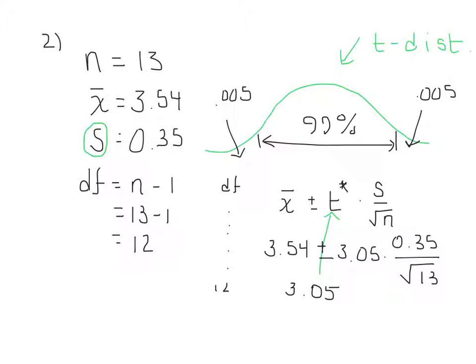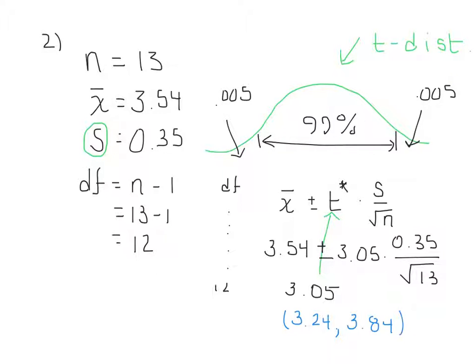So then when you take 3.54 minus 3.05 times 0.35 over the square root of 13, you get a lower boundary of your interval equal to 3.24. When you take 3.54 plus your critical value times your standard error, you get an upper boundary of about 3.84.